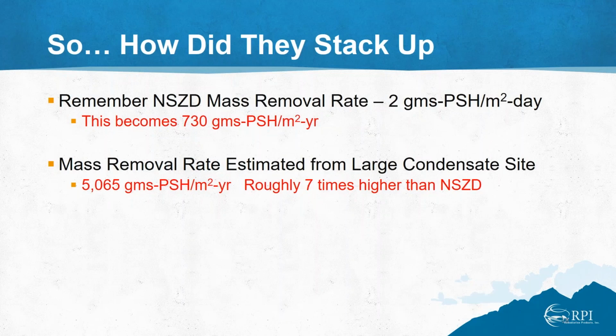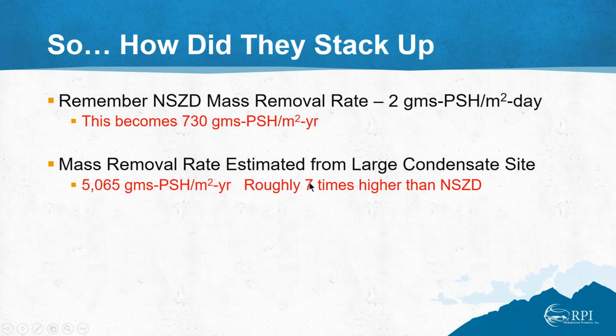Now I want to come back to that slide and talk about how they stack up. True, the mass removal rate that I chose for natural source zone depletion in that nomograph is just for estimation purposes. But I think the 2 grams a day is probably a reasonably good number. It might be a little bit higher, it might be a little bit lower.